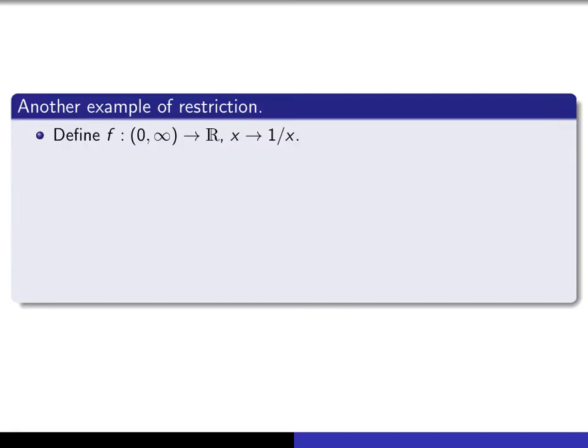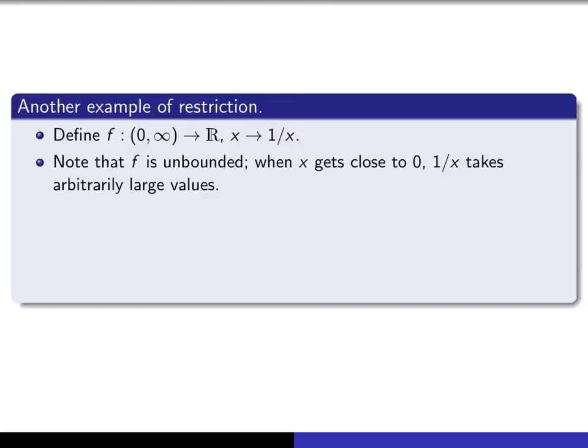Here's another example of a restriction. Take the function f from the open interval from 0 to infinity to the reals given by x goes to 1 over x. Oh, and by the way, I've just noticed that there's a little typo here. This arrow should be an arrow with a little vertical line on the left side. It's the x maps to 1 over x notation. So I made a small mistake there. Sorry about that. Then you'll notice that when x gets arbitrarily close to 0, which it can do given this particular domain, the 1 over x gets really very large.